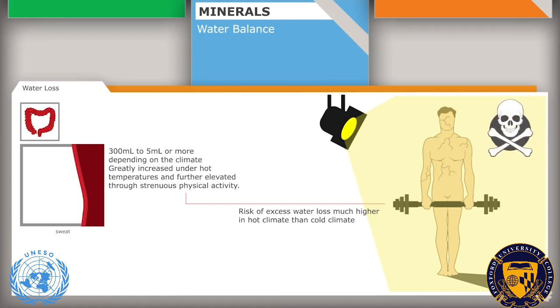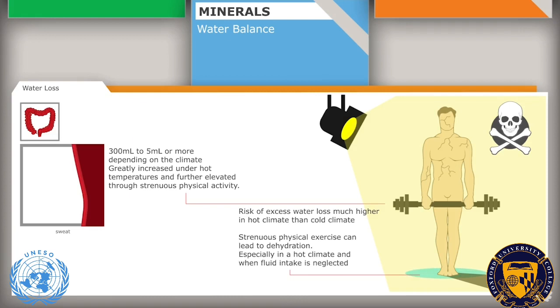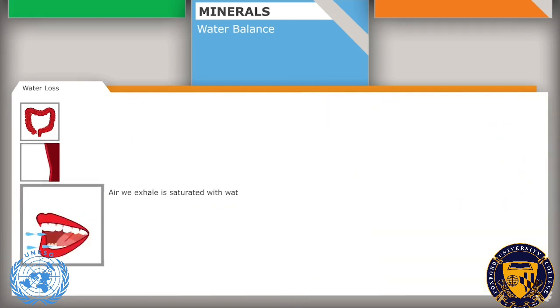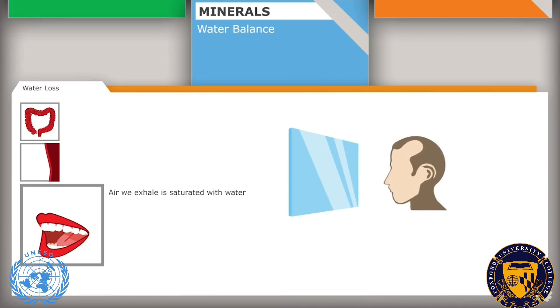Dehydration is a serious risk for people that engage in heavy physical exercise under hot conditions if they don't pay careful attention to their fluid intake. The air that we exhale is saturated with water. That's why a mirror fogs up when you breathe on it. As a consequence, every breath you take will result in loss of water from the body.